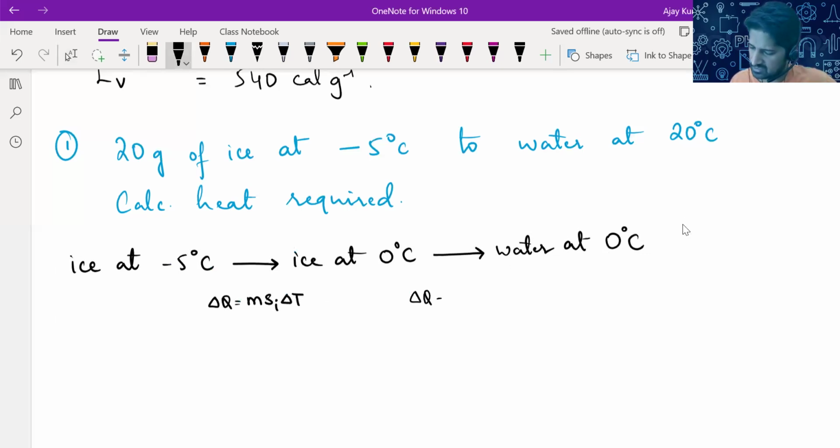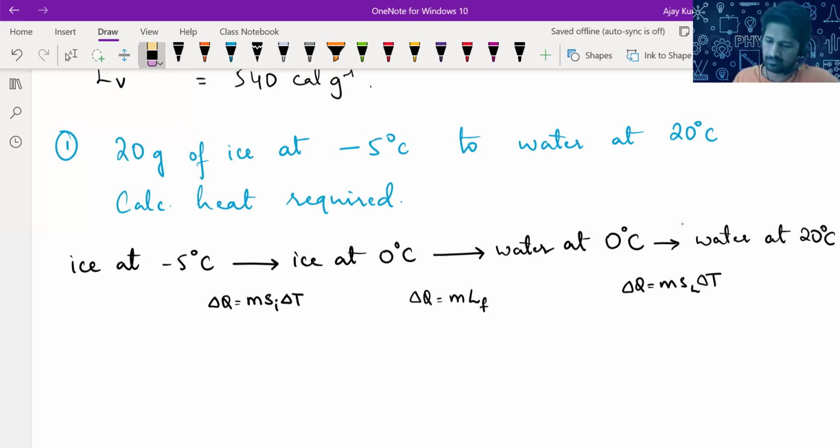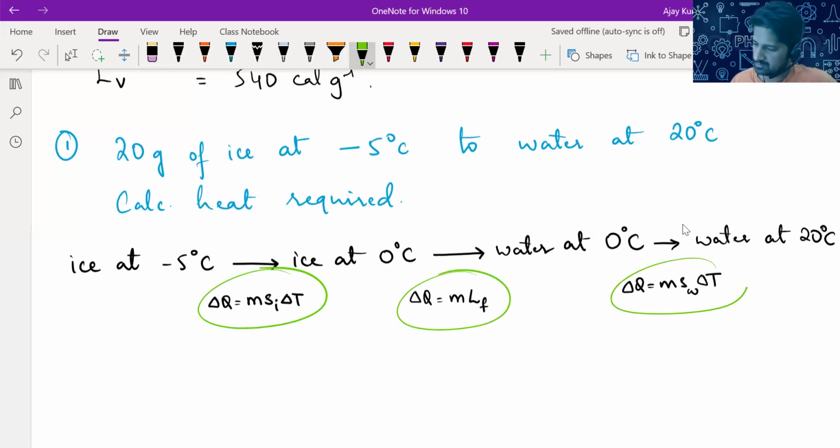There you will have to use the equation delta Q is equal to mLF, latent heat of fusion. And then as heat continues to be supplied, water temperature can rise to 20 degrees or however much is necessary according to the question. There again, you will use the equation delta Q is equal to ms, specific heat of liquid or water, multiplied with delta T. So the total heat that you will need to bring about this conversion is the sum of these three heats.